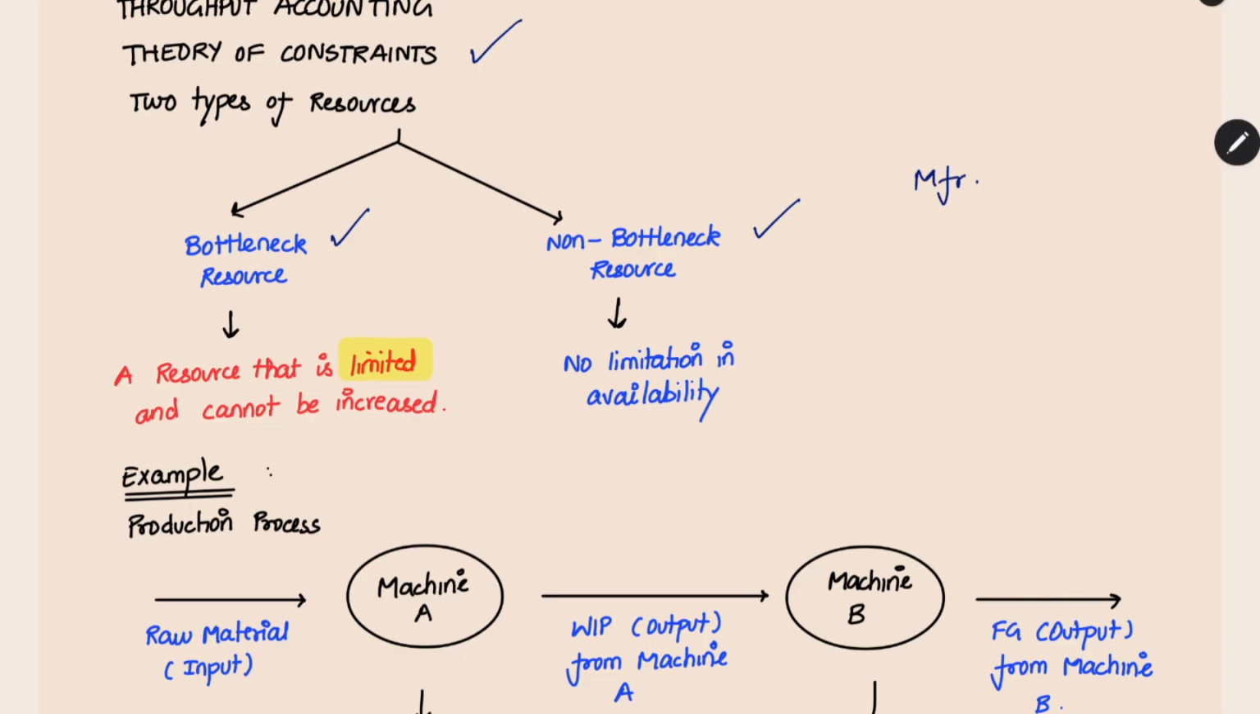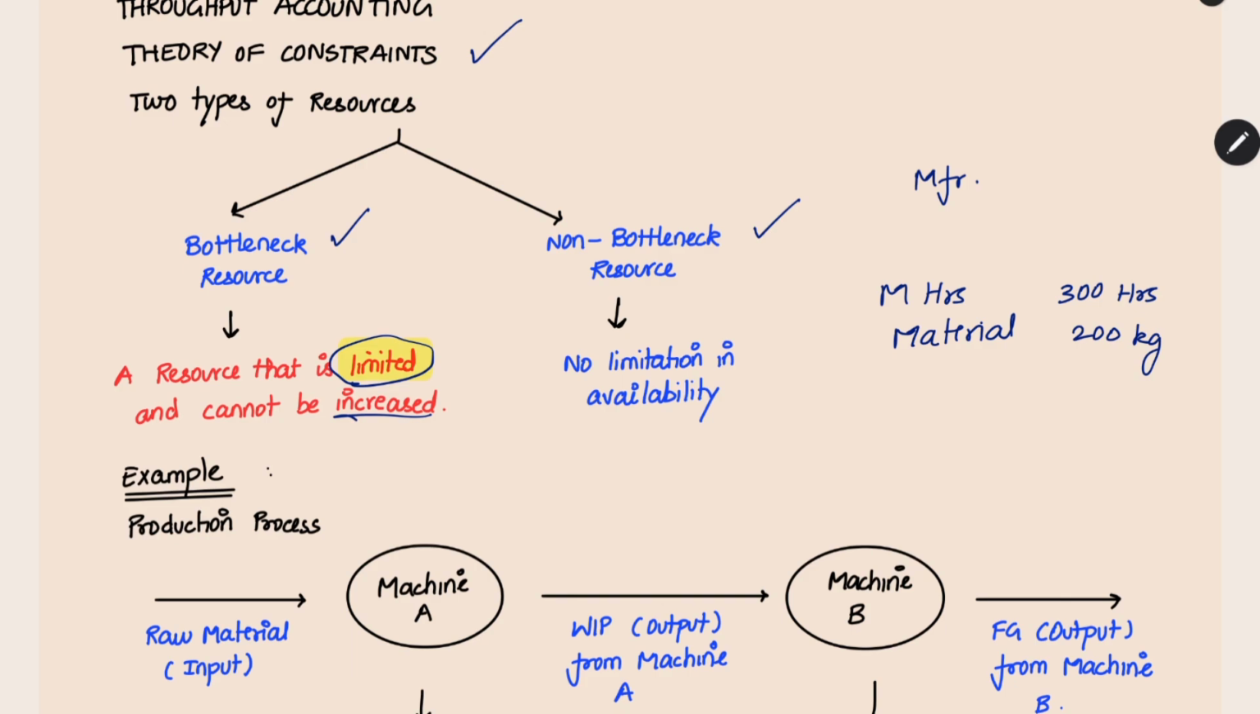What is a bottleneck resource? Bottleneck resource is a resource which is limited. Only a certain amount of resource only you have. For example, machine hours. For example, material. If you have only a certain amount, if you have only 300 hours of machinery hours, that is a limiting factor. That is a bottleneck resource. If you have only 200 kilograms of material, that is also a limiting factor. It will be a bottleneck resource.